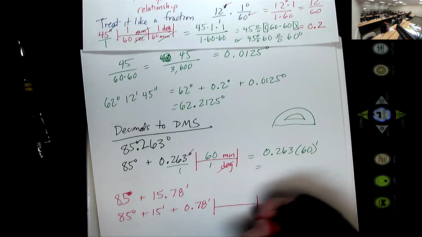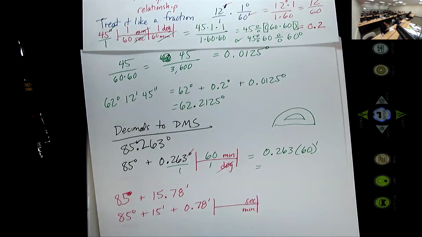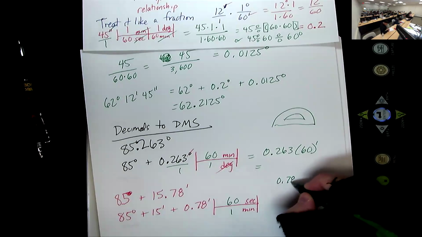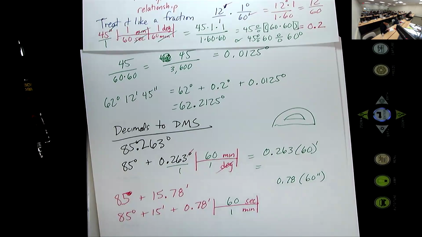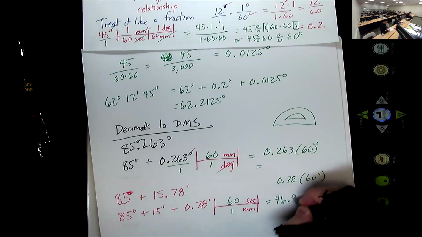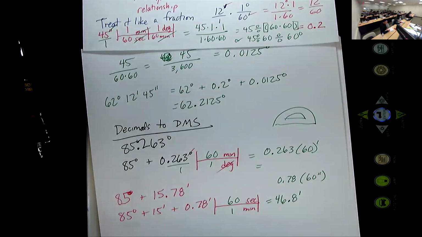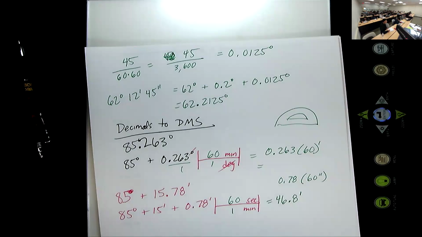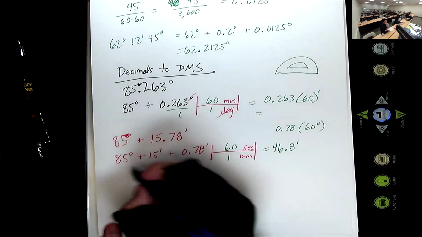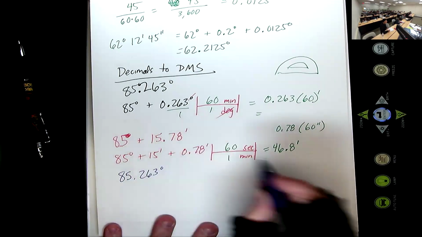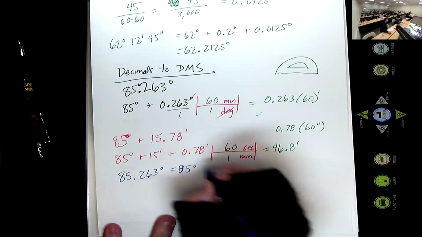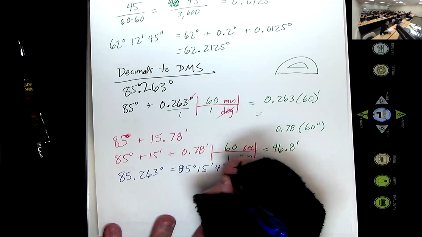And we're gonna dump the minutes and go to seconds here. Again, we look for that conversion rate. There is 60 seconds to 1 minute. So 0.78 times 60 seconds, I'm getting 46.8 seconds. So the 85.263 degrees is 85 degrees, 15 minutes, 46.8 seconds.